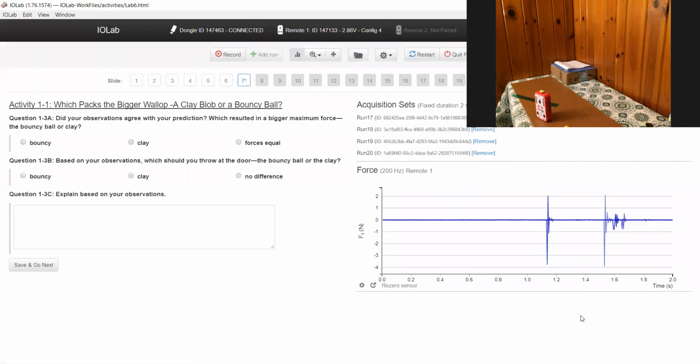Okay, and then based on your graph, you can write your answers and then click on save and go next. So while throwing at the door, you will throw the one with the higher, what's it called? Higher force. Yeah.